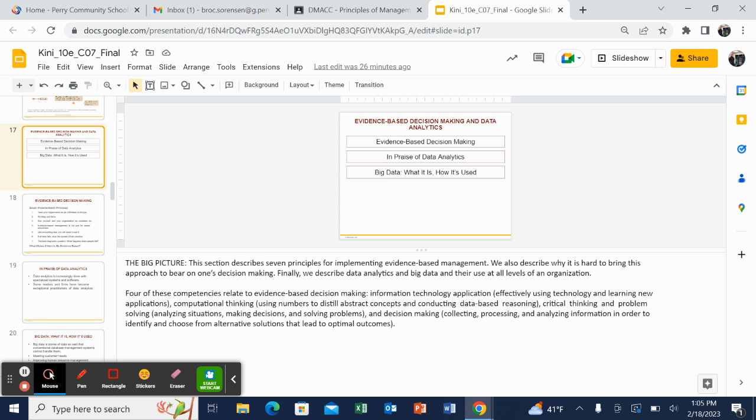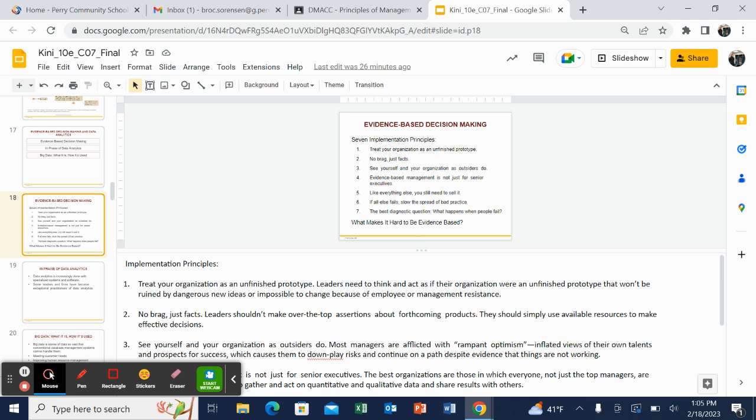So we kind of shift from there. We kind of take a look at the evidence-based decision making. So here are the 7 implementation principles. So number 1, treat your organization as an unfinished prototype. So leaders need to act as if their organization is unfinished. They won't be ruined by a dangerous new idea, or it's not impossible to change because of employee or management resistance, right? So treat your organization like an unfinished prototype.